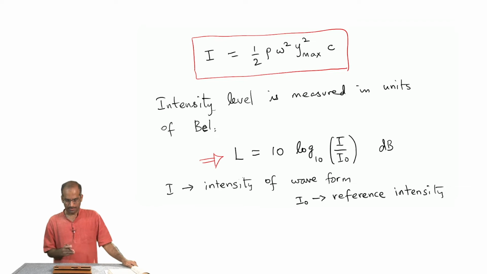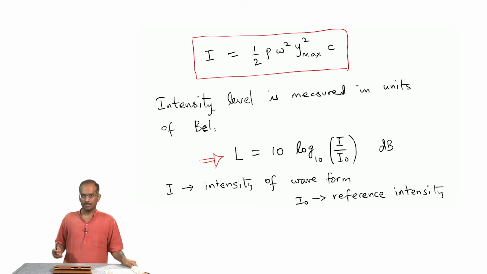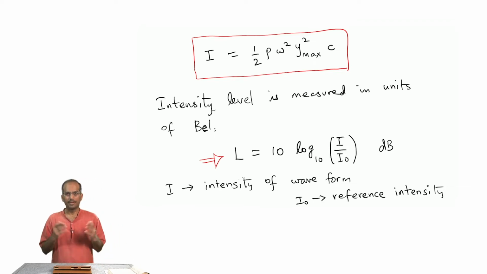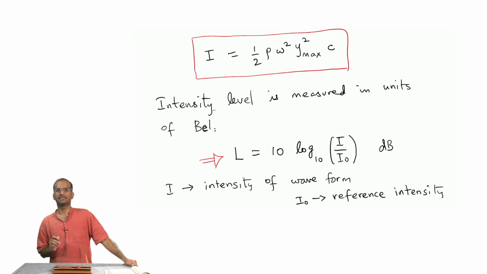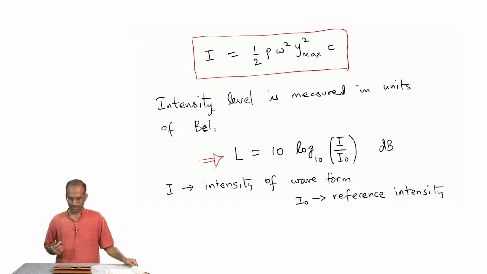So, the intensity level is measured in units of Bell, or Bell is a very large unit, hence often the standard unit that is used is decibel. That is given by this formula here. L is 10 times the log of I by I 0, where I is the intensity of our waveform, I 0 is the reference intensity.